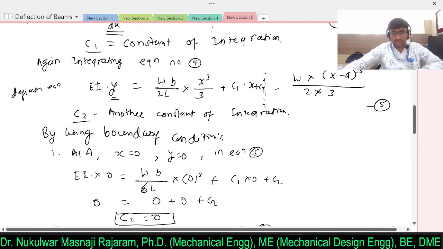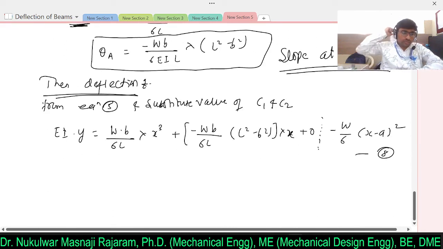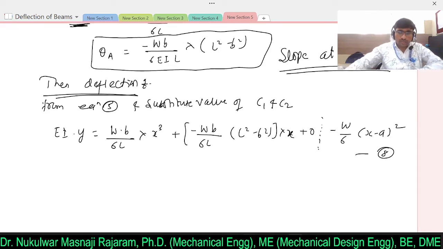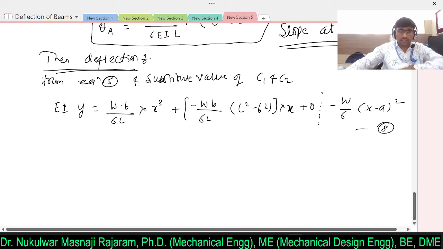So I am just showing you. Here what I did, I just put the value of C1 and C2. Clear? Now here we got equation number 8. Clear? Now this particular equation will give the deflection at any point in the beam.